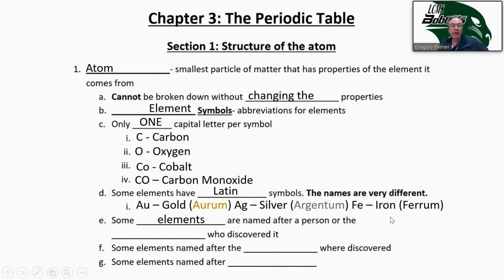Some of the elements are named after the person who discovered them. If you look, you'll find some that sound like a person's name, like Alfred Nobel, after whom nobelium is named. Some of the elements are named after the place where they were discovered. And some of the elements are named after planets. An example would be plutonium, which is named after Pluto.